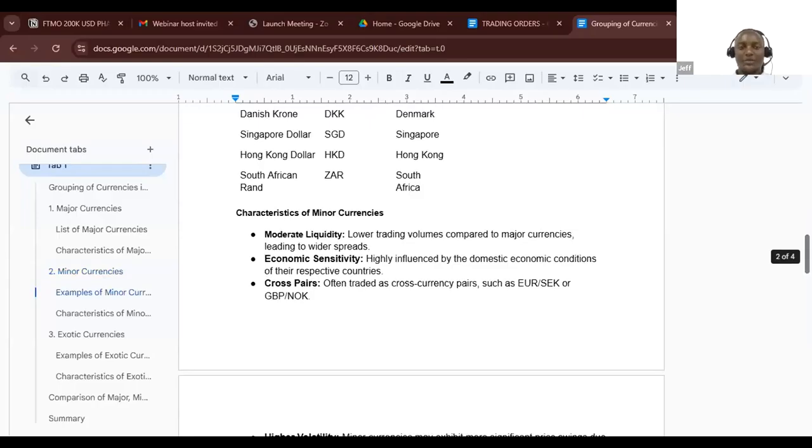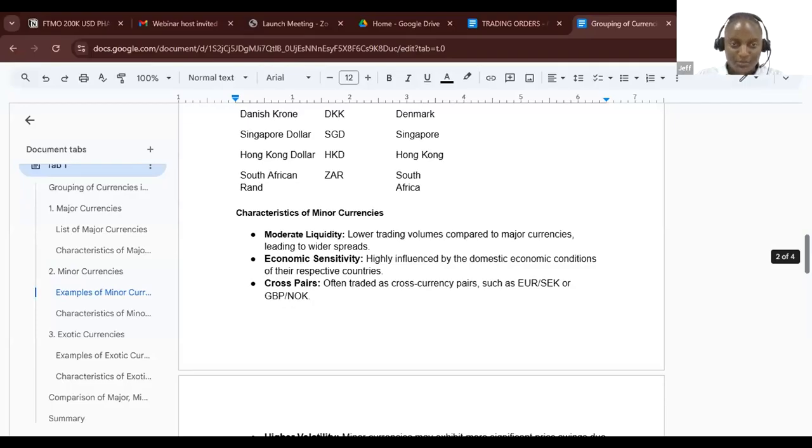One, you have moderate liquidity, lower trading volumes compared to major currencies, leading to wider spreads. Major currencies usually have very low spreads, and you're going to see that when you get into the trading platform. Major currencies have quite lower spreads as compared to minor currencies, which have quite a bit wider spreads. The next thing is economic sensitivity. They are highly influenced by the domestic and economic conditions of their respective countries.